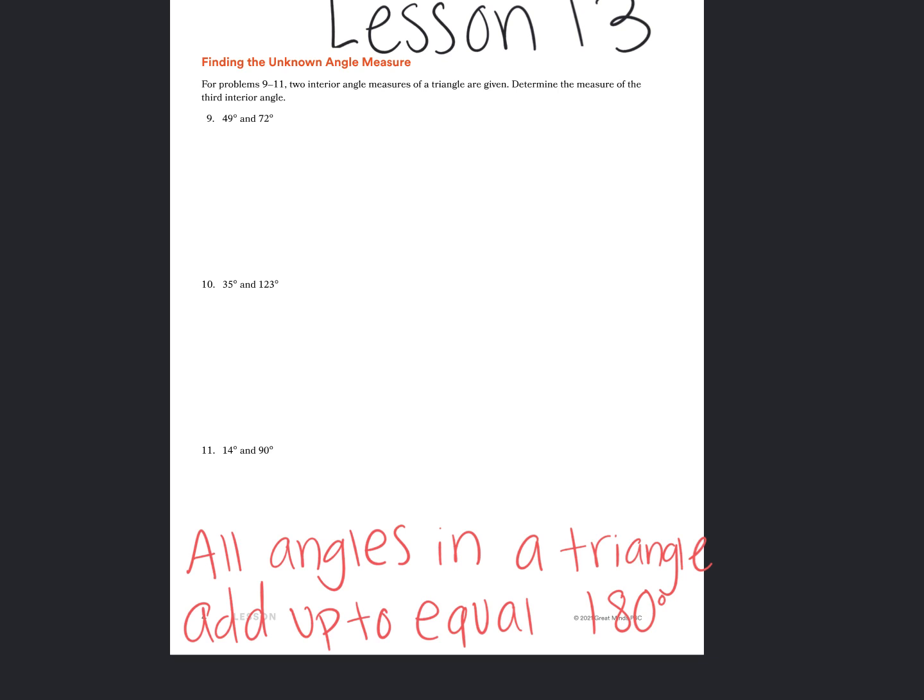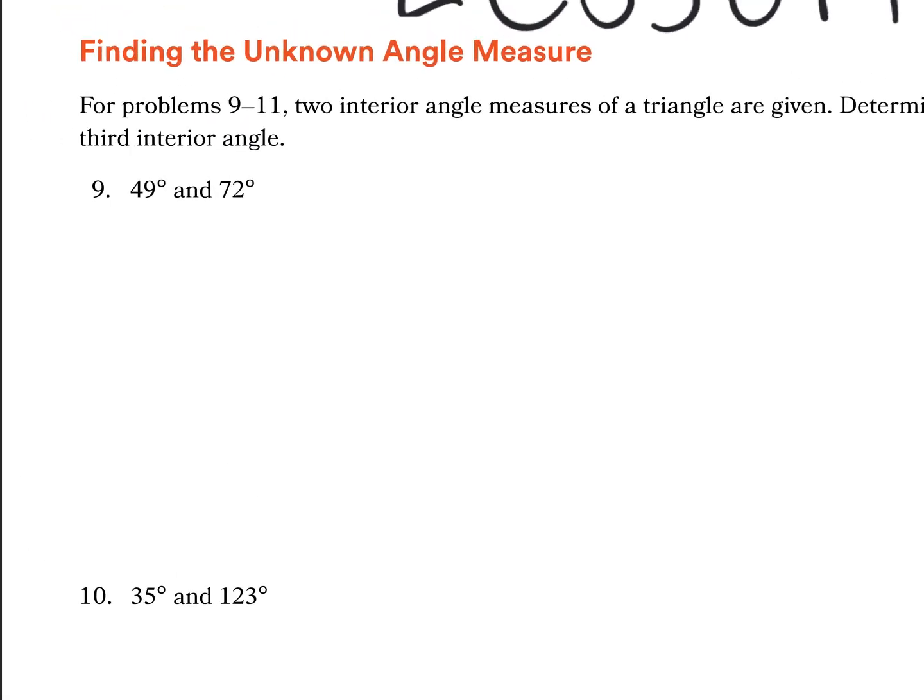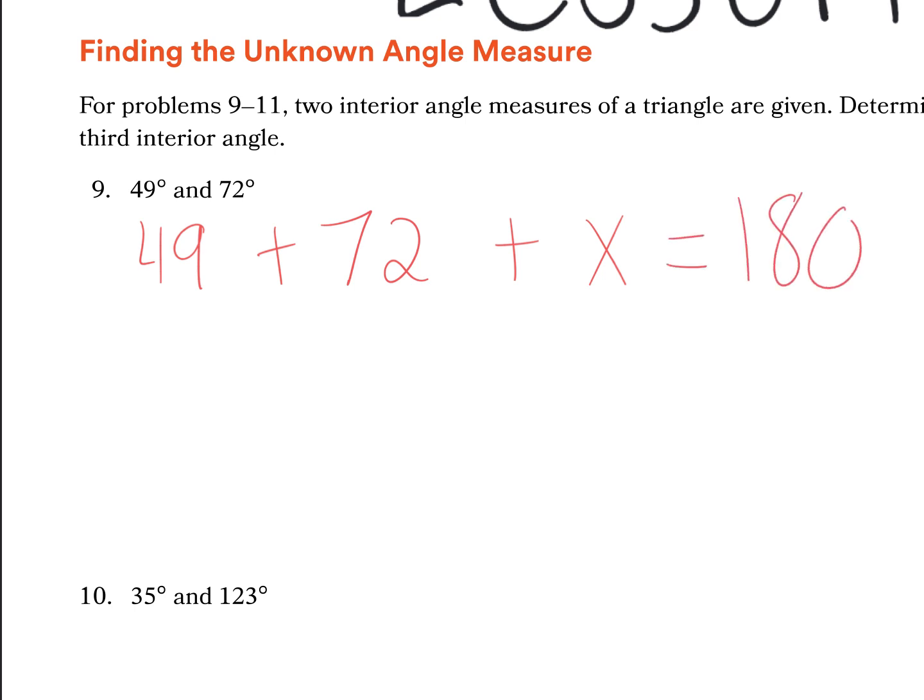So we're going to start with number 9. They give us 2 of the angle measures. We have to find that missing third one. So we know that all 3 inside, 49 plus 72, plus that random one we don't know, I just put an X there for a placeholder. All of those are going to add up to equal 180, right? So all we got to do is add together that 49 and 72 and take it away from 180.